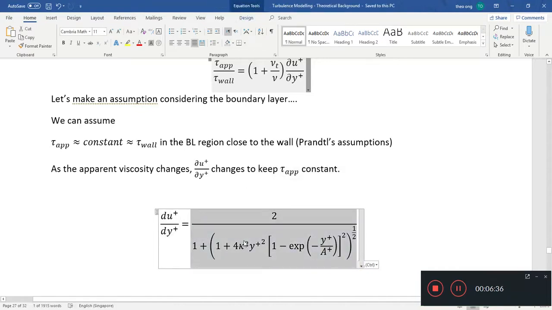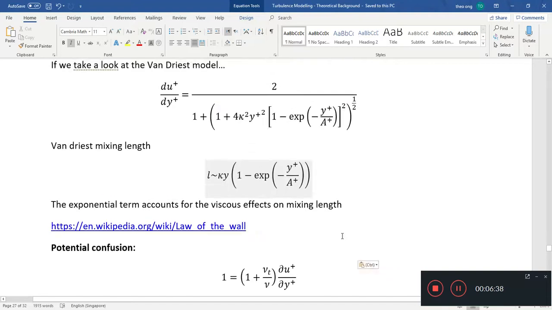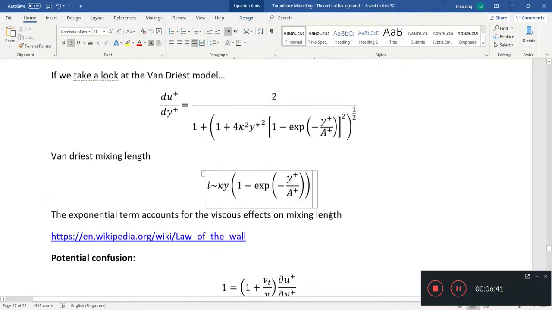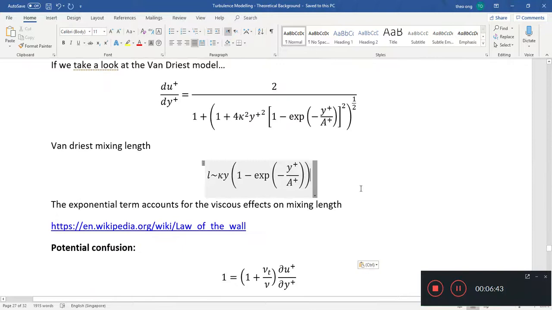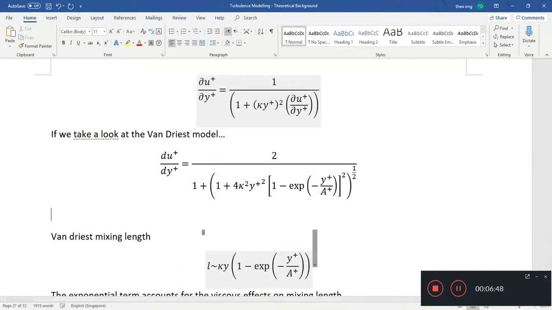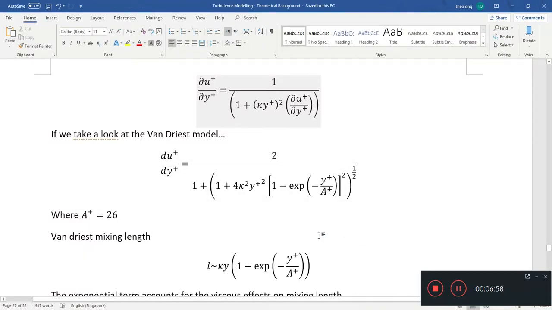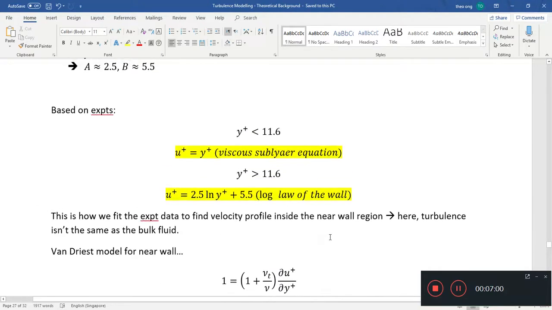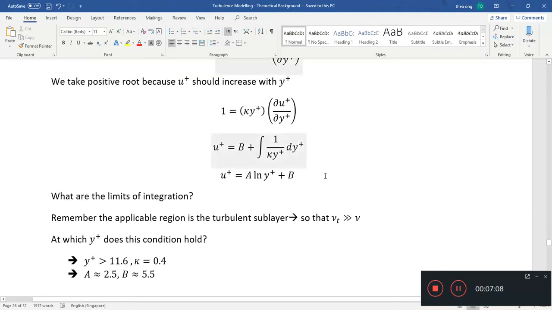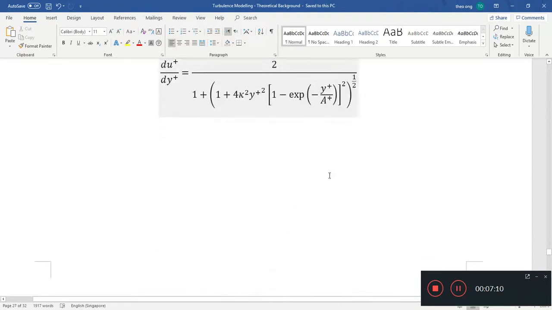While all of this is actually experimentally determined, and then this A plus, oh, I did not mention the value of A plus. A plus equals 26. Yeah, A plus equals 26 is an empirical constant. No theoretical wizardry behind that. We're not deriving something new. Okay, so that is that.